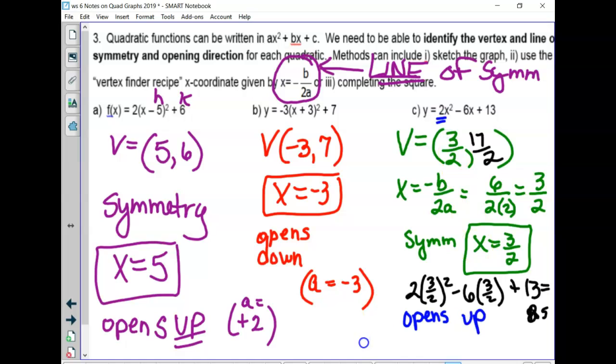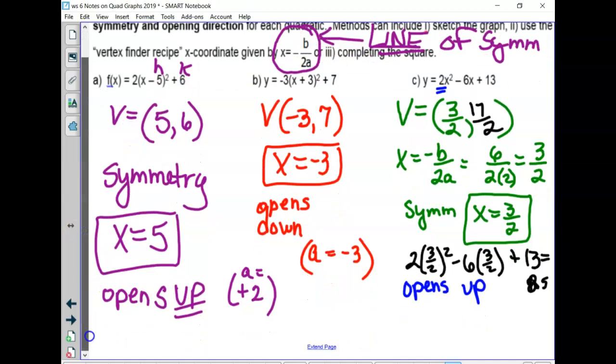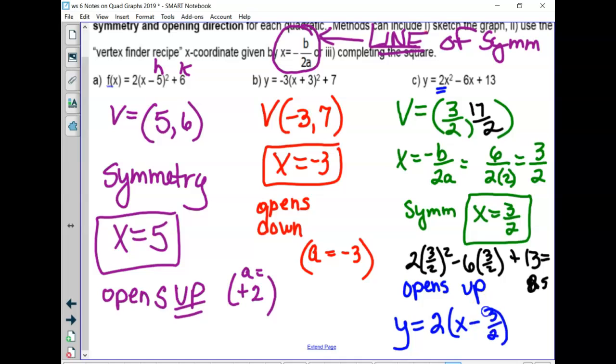Okay, I know it doesn't ask you this, but could we write this in vertex form real quick? Because it does ask you on the quiz, and I think we need a little more practice. Y equals, what's A? A is just 2, and then vertex form would be x minus 3/2 quantity squared plus k, which is 17/2. Okay, it didn't ask us that, but is everybody okay where I got all those numbers? Okay. What time are we done?